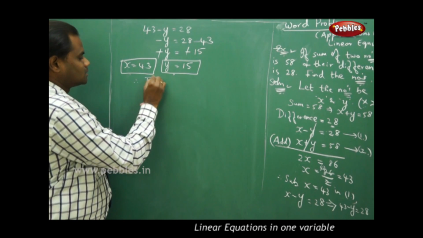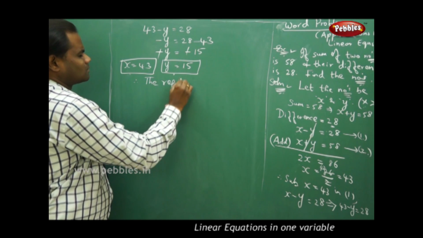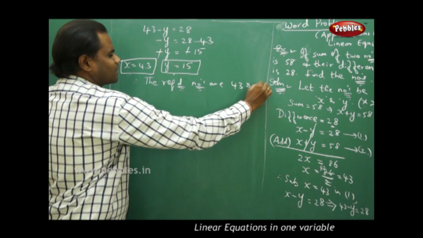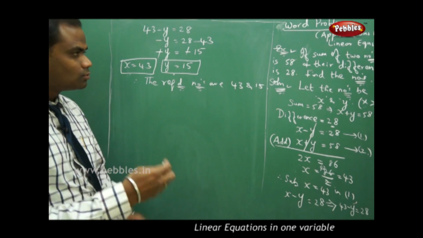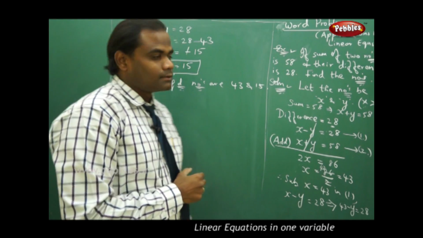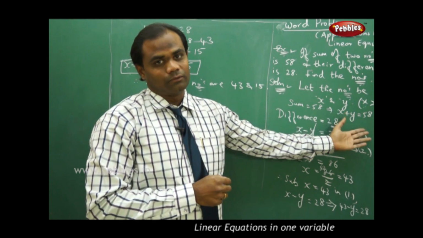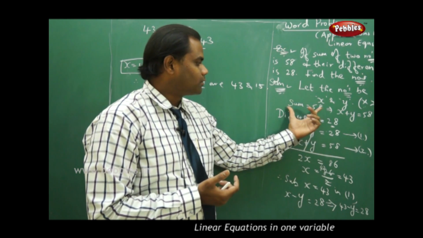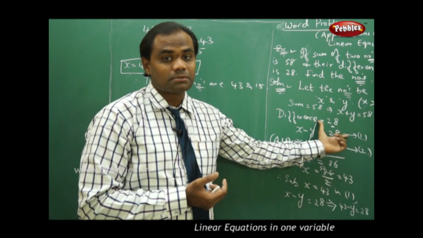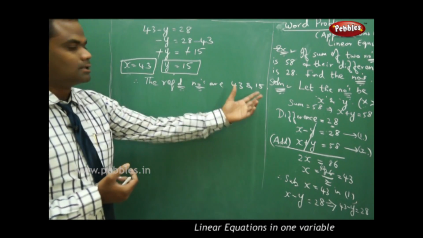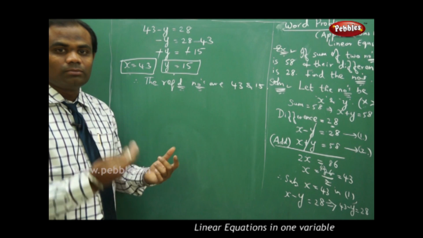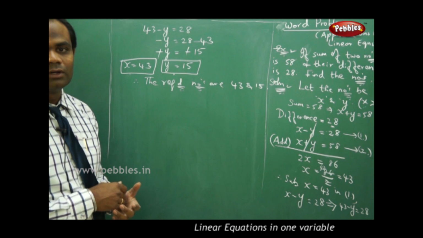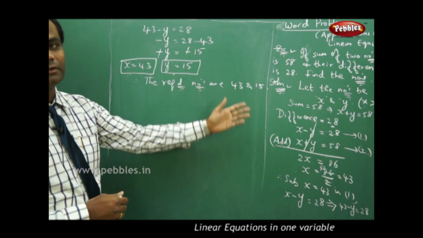Therefore, my answer is the required numbers are 43 and 15. So you can do these kinds of word problems using the concept of linear equations in two variables. The information given here, that the sum is 58 and the difference equal to 28, helps me in finding the numbers. There are many problems where word problems can be expressed in a mathematical form and then solved using the linear equation concept to find the numbers.